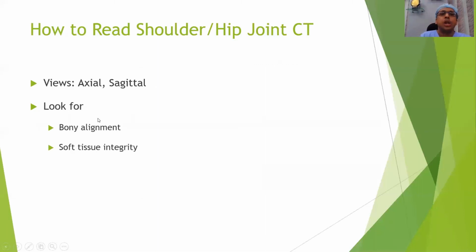Look for, obviously, again, the bony alignment. Now, soft tissue integrity. Why would you do it more so for a shoulder? For the hip joint, maybe you want to, you may not want to, I don't care. But for the shoulder, you want to check the alignment of the AC joint, the acromioclavicular joint, the acromion and the humeral head relationship in a shoulder trauma, and check the subacromial space or volume, right?